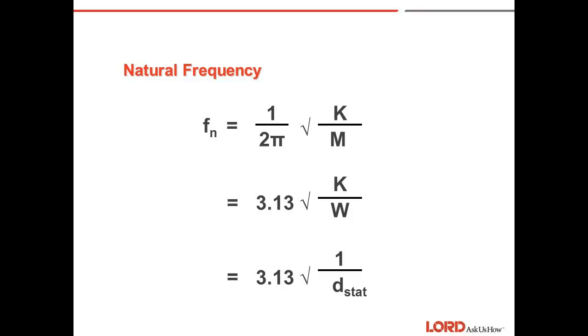Natural frequency, Fn, is given by the formula 1 divided by 2 pi times the square root of k over m. This is always measured in cycles per second or hertz. For convenience, the equation for natural frequency can be written in many different forms, including natural frequency is equal to 3.13 times the square root of k over w, when k is given in terms of pounds per inch, that's the spring rate, and w is in pounds. The frequency will be in hertz.